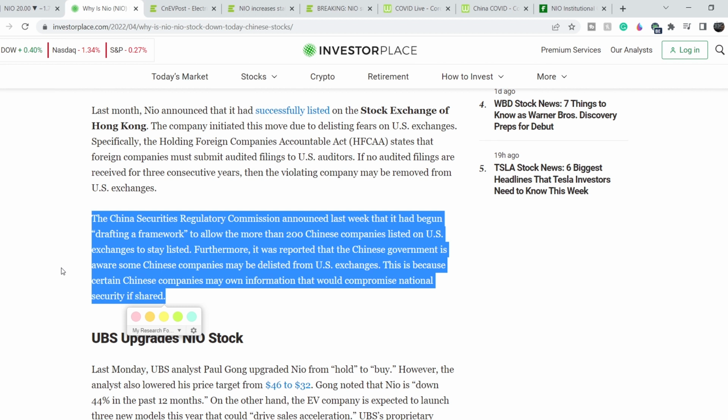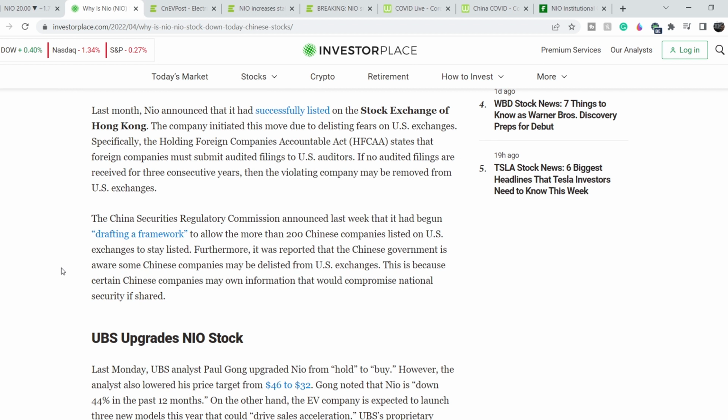Furthermore, it was reported that the Chinese government is aware some Chinese companies may be delisted from US exchanges. This is because certain Chinese companies may own information that would compromise national security if shared. I have to say that for now we don't have any updates from the Securities and Exchange Commission, and definitely we have to wait for this answer, because if the SEC is satisfied with the first step of Chinese regulators, definitely the risks of delisting Chinese companies will be completely eliminated. But so far we have to wait for this news, and until it happens, we have to be very cautious.